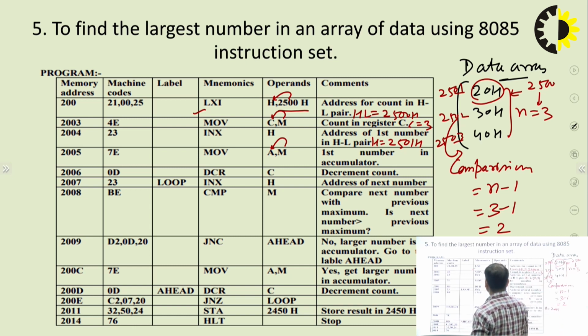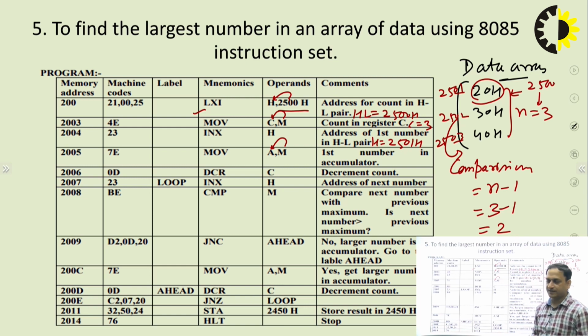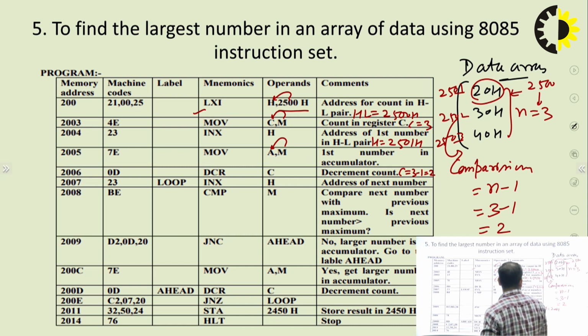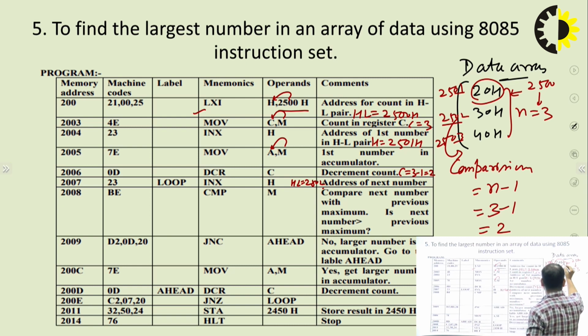Then DCR C, because the comparisons required are n minus 1. So 2 comparisons are required. So the content of C is decremented by 1. At this time the value of C is 3 minus 1, which is equal to 2. Then INX H. So now we have incremented H, and this HL pair will carry 2502. So why are we doing this? Because we have to compare these two numbers, 20 and 30. So two inputs we are providing: one at memory location 2501, second at memory location 2502.